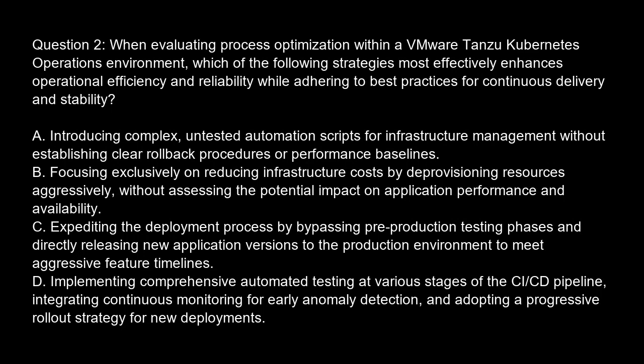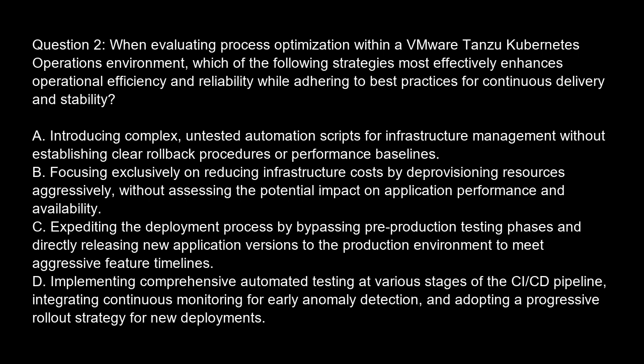Question 2. When evaluating process optimization within a VMware Tanzu Kubernetes operations environment, which of the following strategies most effectively enhances operational efficiency and reliability while adhering to best practices for continuous delivery and stability? Option A. Introducing complex, untested automation scripts for infrastructure management without establishing clear rollback procedures or performance baselines.